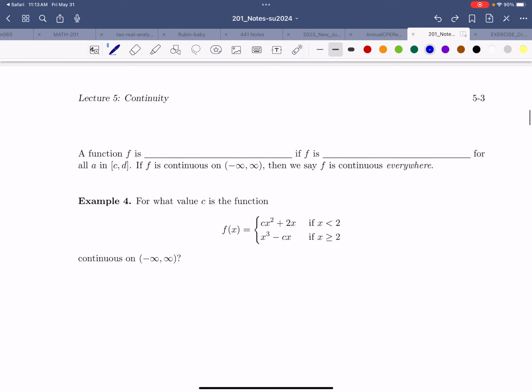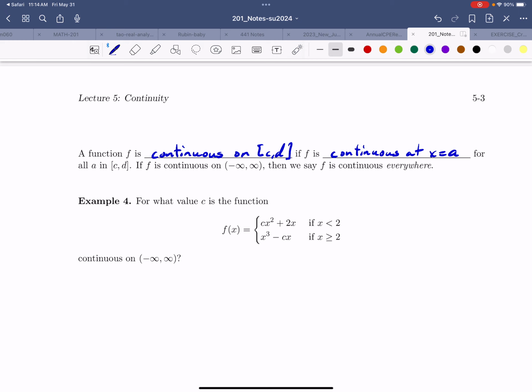Now, we can talk about a function being continuous at a point, but a lot of times what we want to talk about is a function continuous on an interval. So we can say that a function f is continuous on the interval c to d. Remember, the brackets mean that the interval is closed, including the endpoints, if f is continuous at x equals a for all a in the interval.